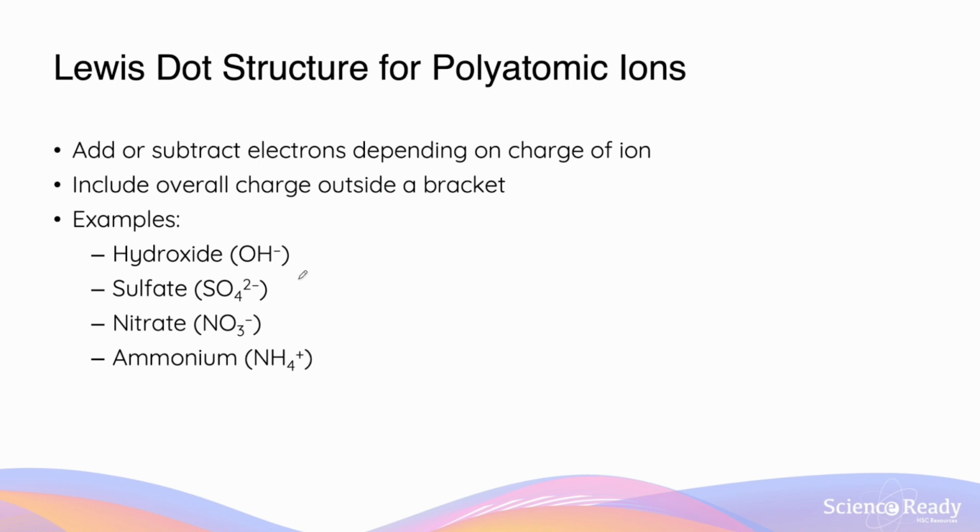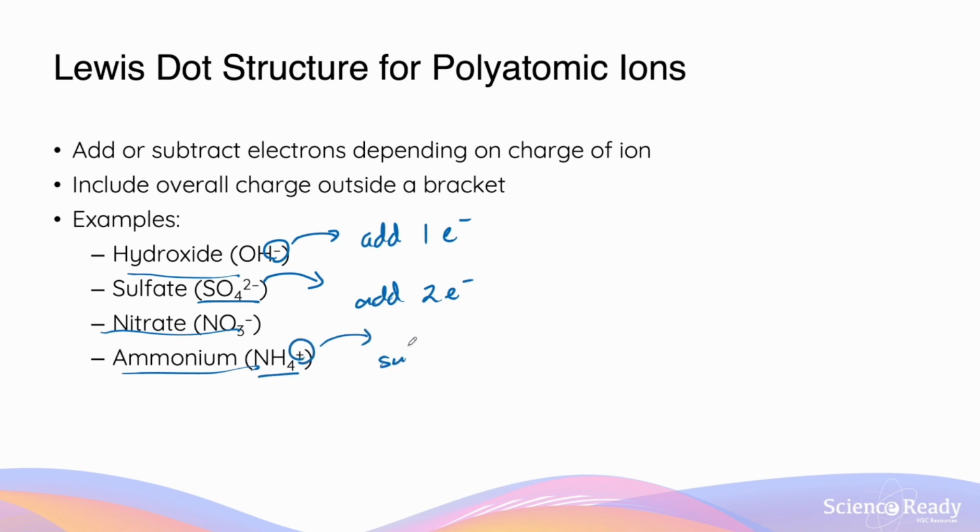Some examples of polyatomic ions you'll come across will be hydroxide, which has an overall charge of -1. So here we'll need to add 1 electron. Sulfate, which has an overall charge of 2-, which means we need to add 2 electrons in the beginning. Nitrate, we also add 1 electron. Ammonium, which is a cation, has an overall charge of +1. So here we actually need to subtract 1 electron from the total in the beginning.